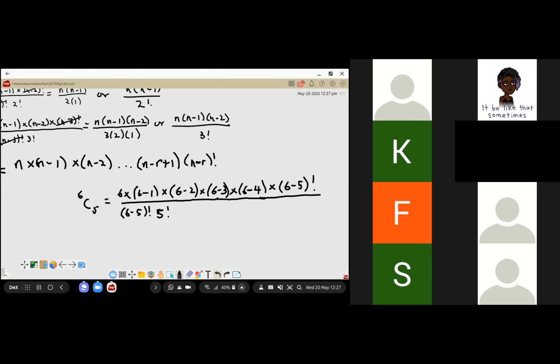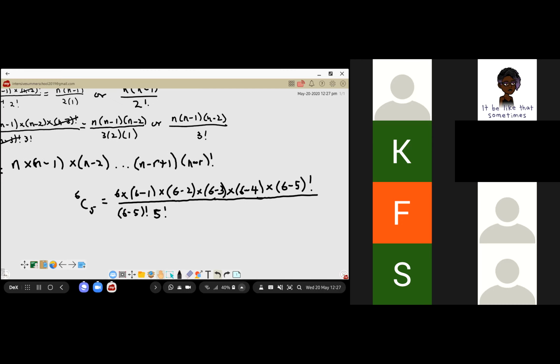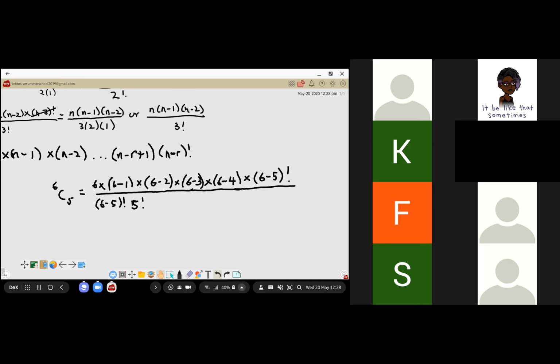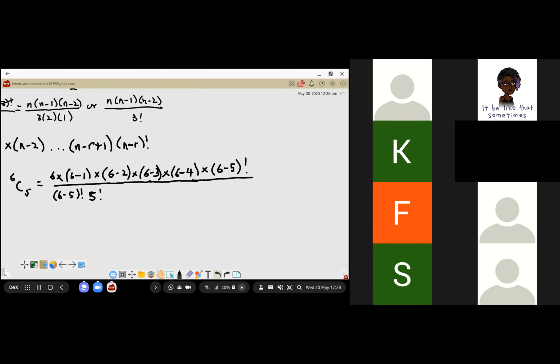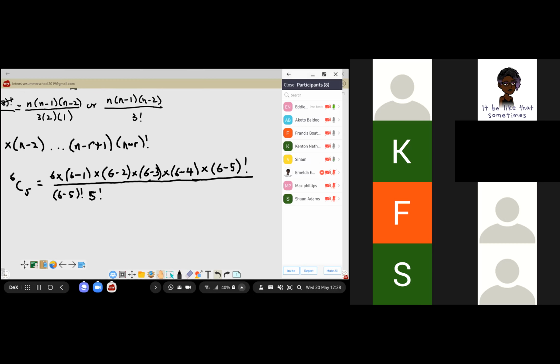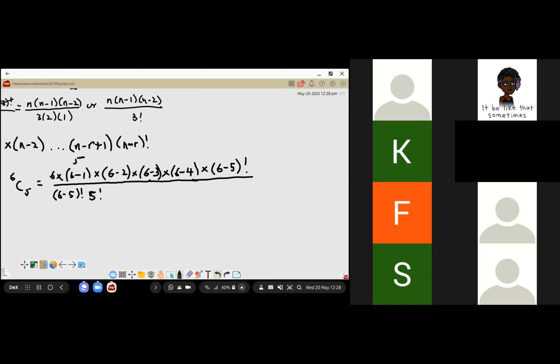Are you seeing what I'm doing here? Do you understand how I did the top part? So it's going to be 6 times, this one is the same as 5. This is the same as what? 4. This is the same as 3. This is the same as what? 2. And this is the same as 1 factorial.